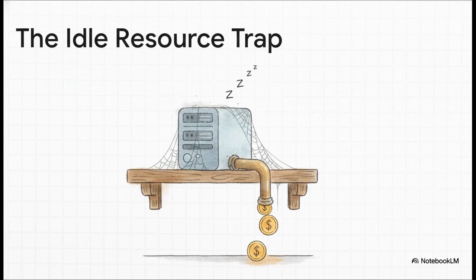And this leads us perfectly into another classic problem, the idle resource trap. This is literally paying for something that's doing absolutely nothing. It happens all the time. A team spins up a load balancer for a temporary project. The project ends, and everyone forgets to turn the load balancer off. So it just sits there, day after day, month after month, quietly adding to the bill.